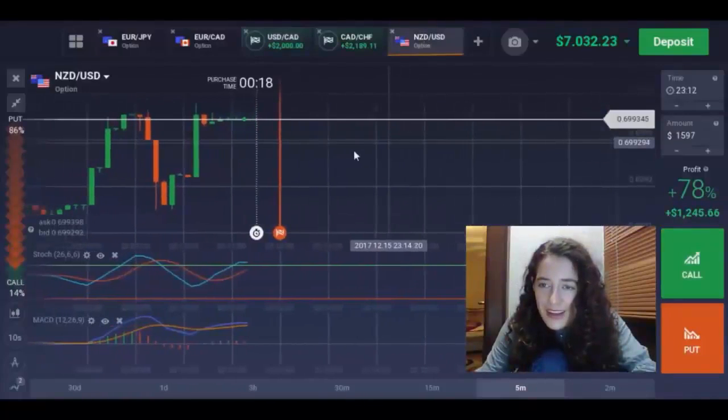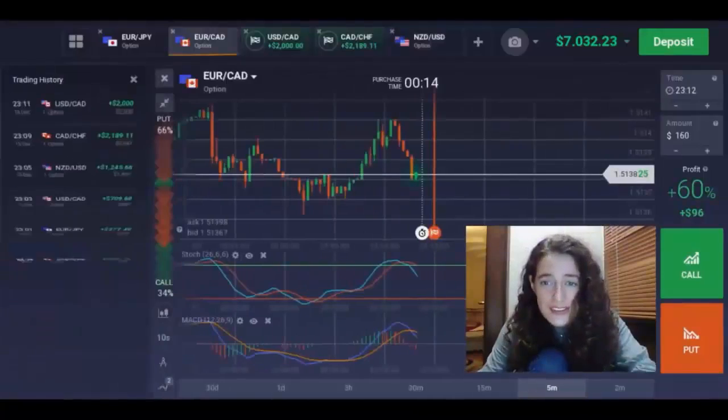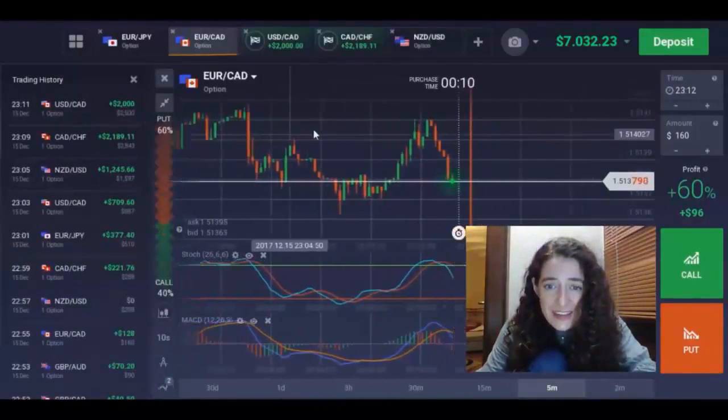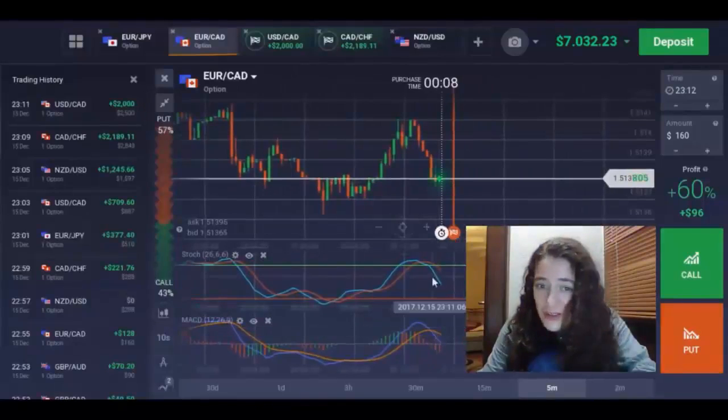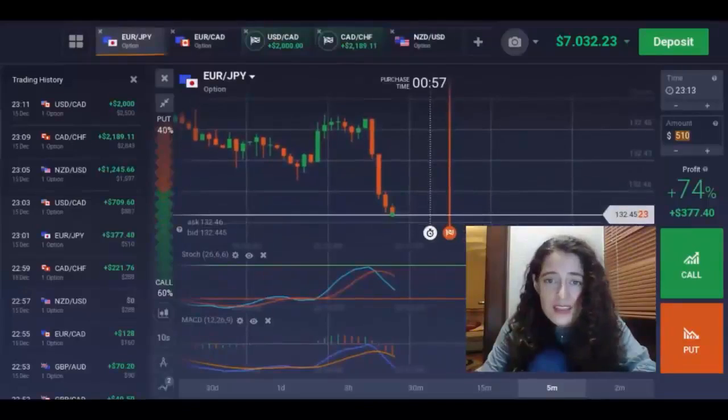And oh my god, I have $7,000 and I had only $50. You can see on the left side it's my history. This is just an awesome method. You don't have to waste any time.